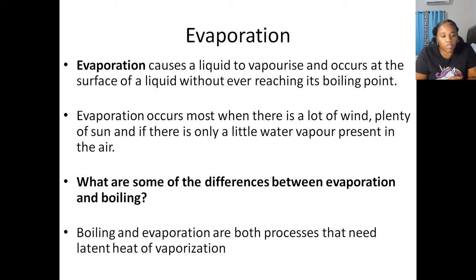What are some of the differences between evaporation and boiling? 1. Evaporation can happen at different temperatures, and boiling happens at a specific temperature for any given substance. 2. Evaporation happens at the surface of a liquid, whereas boiling happens in the liquid itself. 3. Evaporation increases with surface area, so the larger the surface area, the faster the evaporation occurs, whereas boiling happens at one specific temperature. Let me know if you know of any more differences in the comments below. Now, boiling and evaporation are both processes that need latent heat of vaporization.